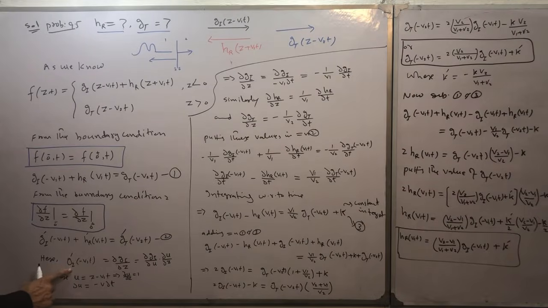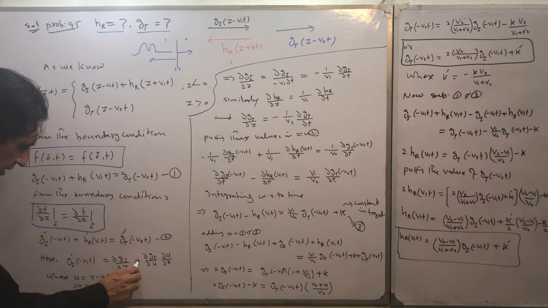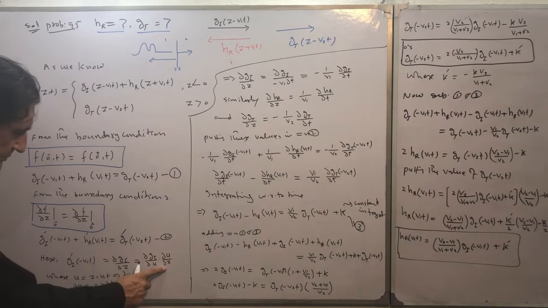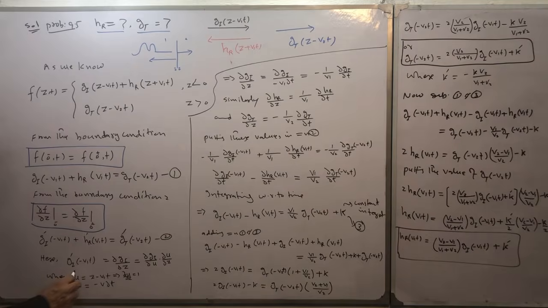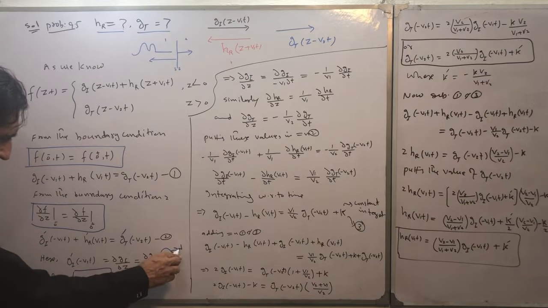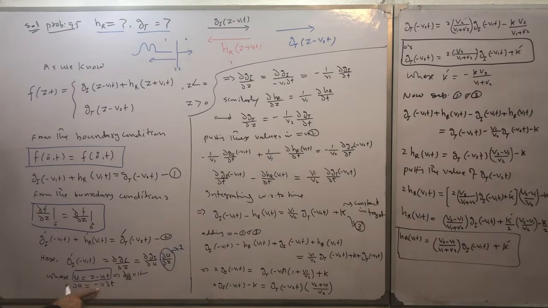Here G prime i is actually equal to partial Gi divided by partial z. Now in your book we have already done this kind of chain rule: partial Gi divided by partial u and partial u divided by partial z, where u is equal to z minus Vt. If we differentiate du divided by dz, we will get 1. So this term will be equal to 1. And then partial u with respect to t is equal to minus V1.